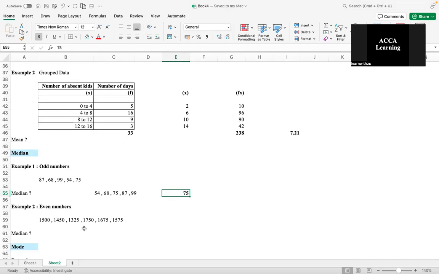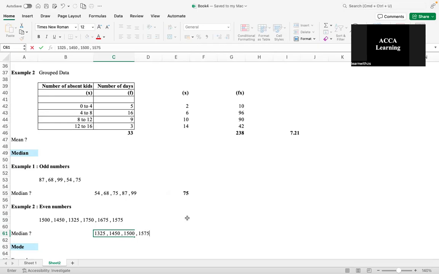So in this case, first let's arrange this in ascending order. So it would be 1325, then 1450, then 1500, then 1575, then 1675, and then lastly 1750.